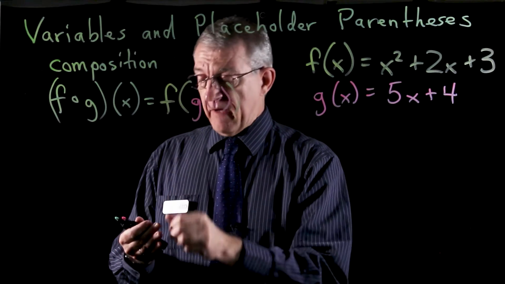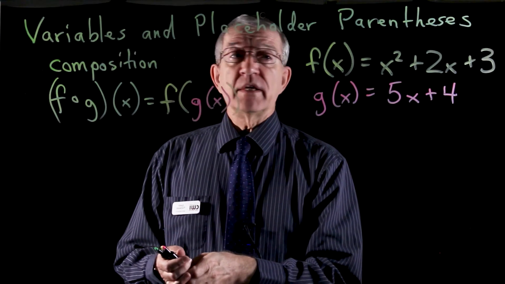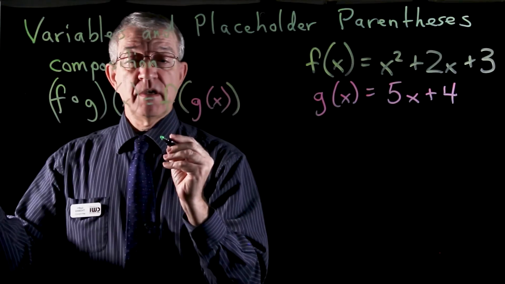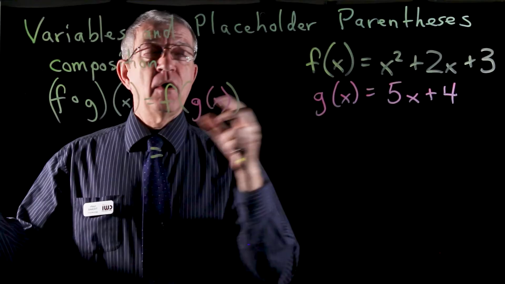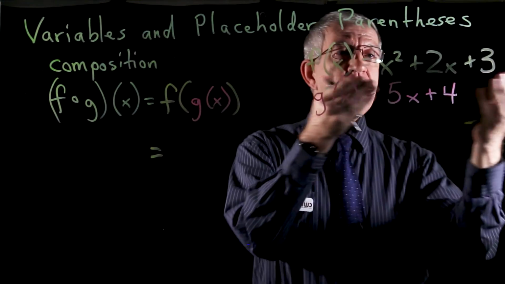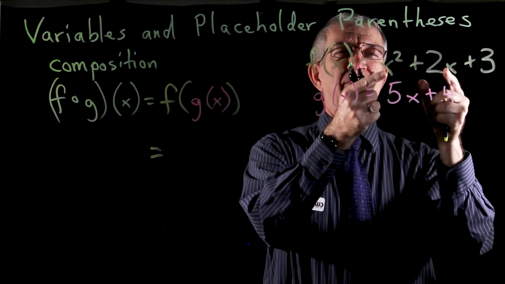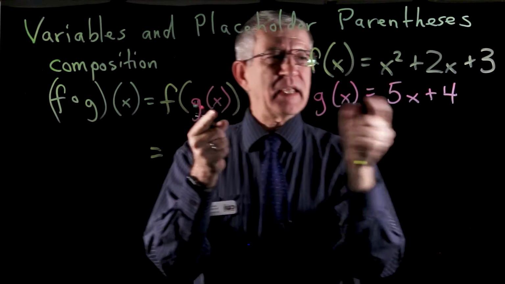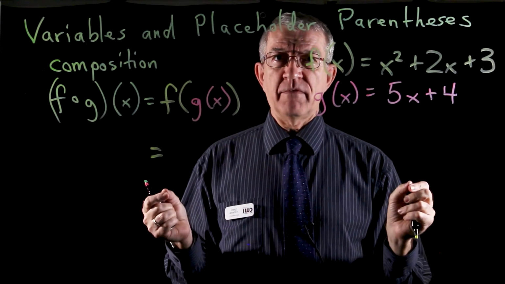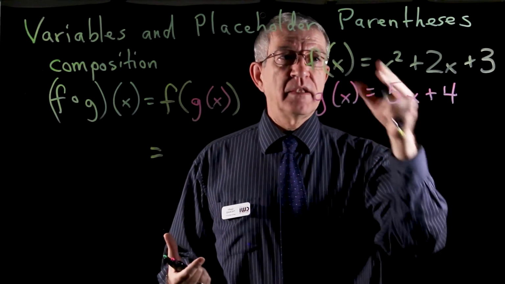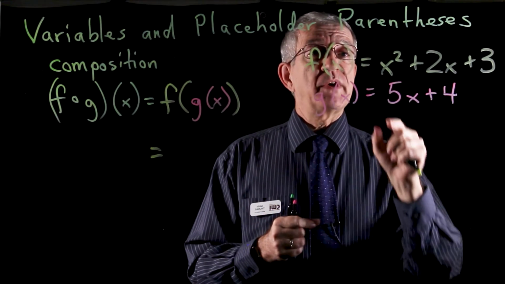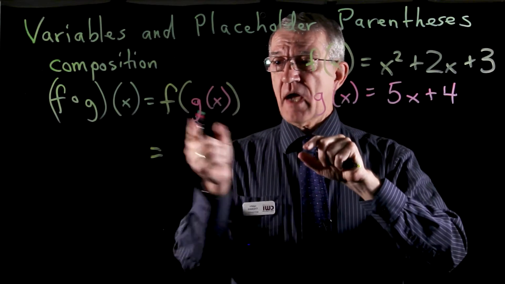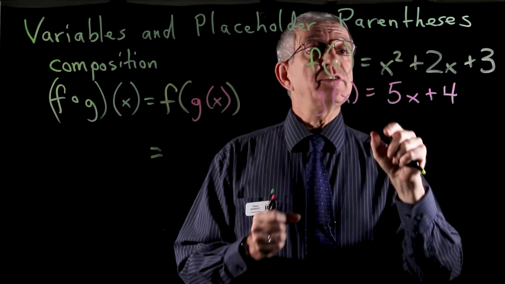If we want to know the value of f of g of x, we can use placeholder parentheses. Here's an f. What does f look like? F looks like this. Yeah, but there's a variable in it, and then there's an x again. Remember, these are totally different variables. It's a coincidence that they have the same name, that they look the same. We're going to use placeholder parentheses to get around that, and composition will be much, much easier for us.